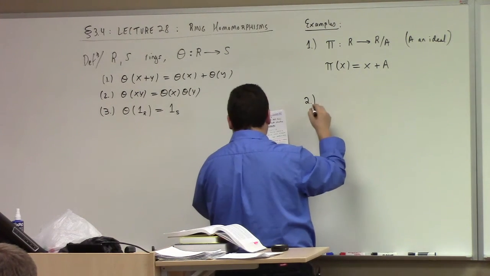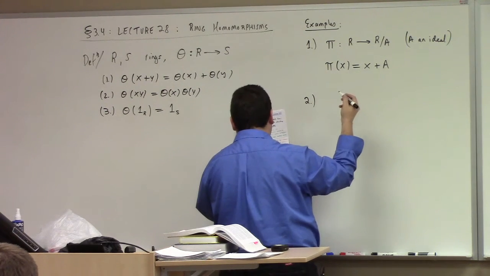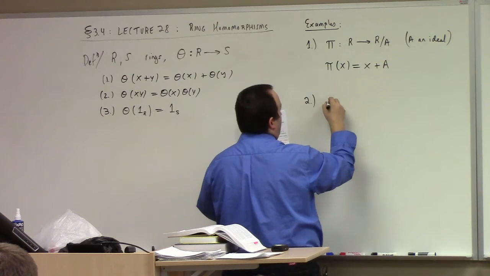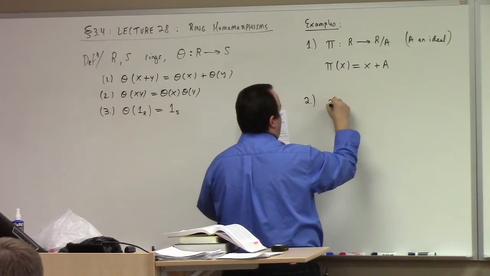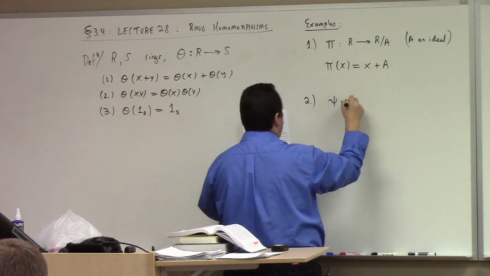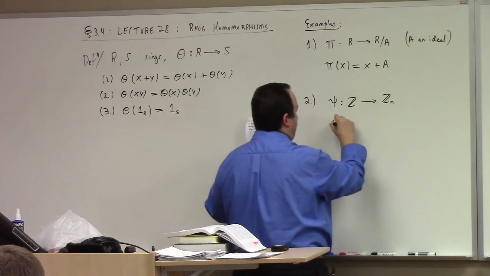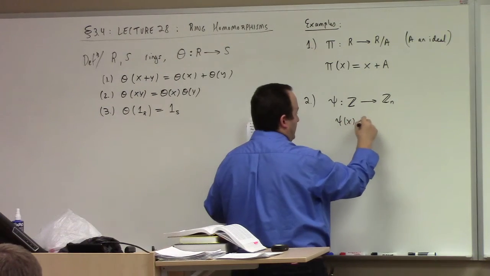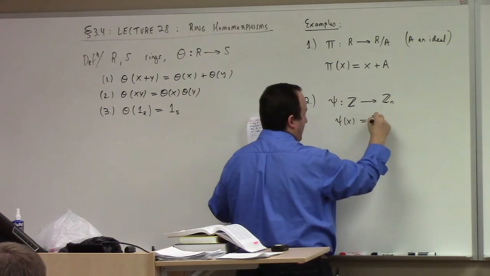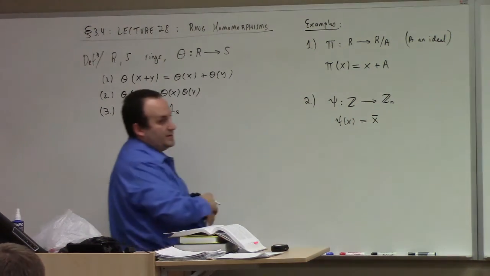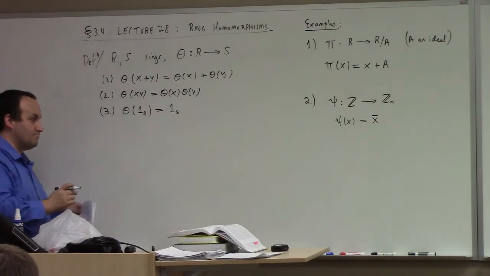Number two, and this is actually a case of number one. If we look at, I'll give it a name, psi, mapping from the integers to the integers modulo n by psi of x equal to x bar, well, that is also a ring homomorphism.